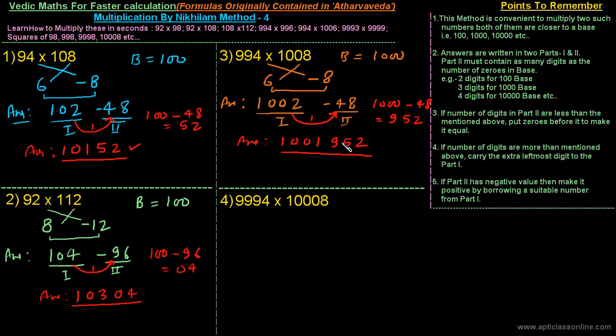Now we see that 952 already contains 3 digits, which is the number of digits part 2 must contain, so that is the answer.